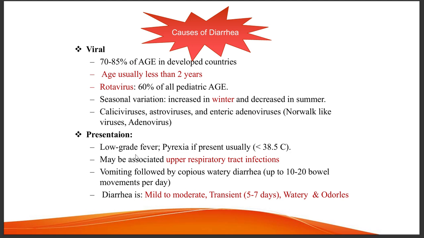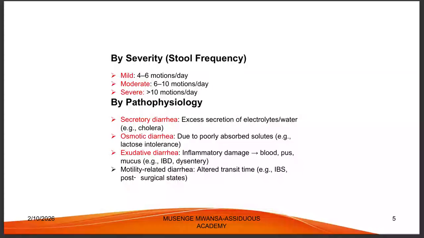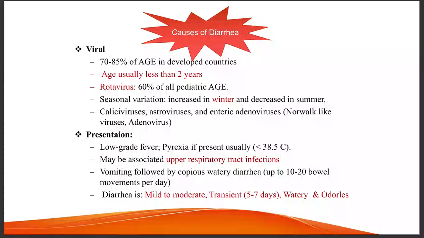Now, the diarrhea, mostly when we talk about viral diarrhea, is mild to moderate. Remember when we talked about the classification, the mild one is 4 to 6 motions per day, moderate 6 to 10 motions per day. So usually you don't go beyond 10 motions per day for viral diarrhea. It is also transient. The diarrhea is going to last for 5 to 7 days, and then it's going to stop. Usually it is watery diarrhea, and it doesn't have a smell.